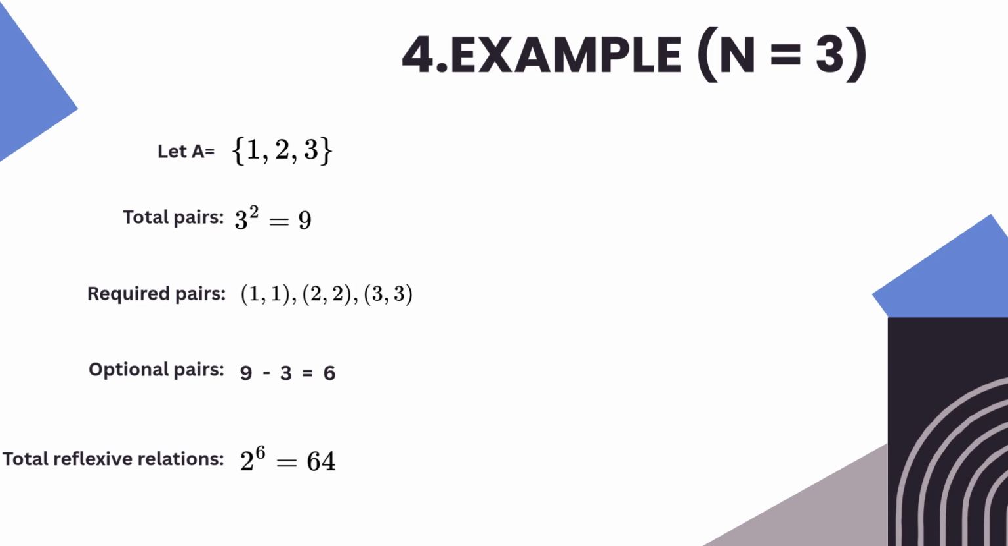Each optional pair can either be included or not included. So the total number of reflexive relations is 2 to the power 6, which equals 64. Therefore, for n equal to 3, there are 64 reflexive relations.